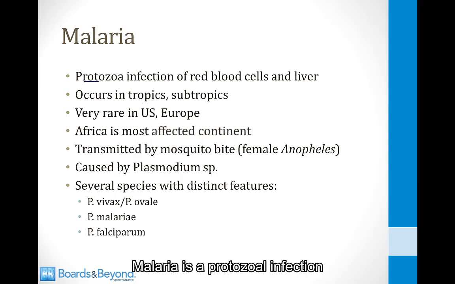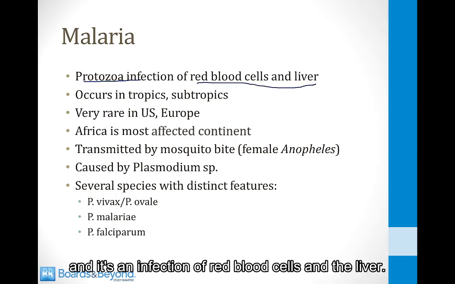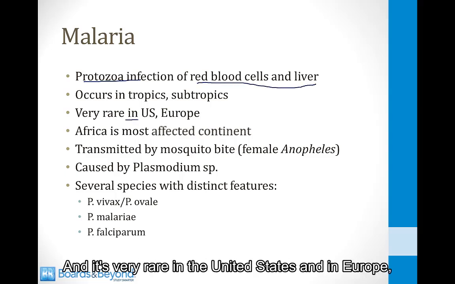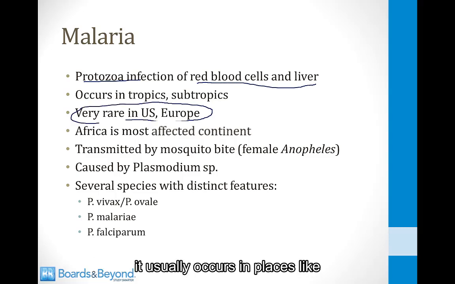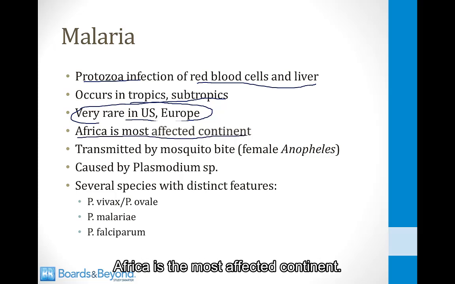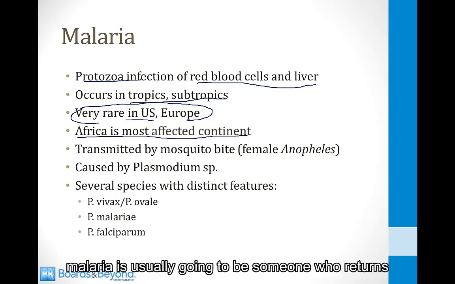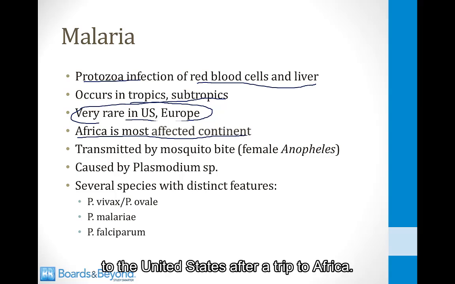Malaria is a protozoal infection caused by a protozoa called Plasmodium, and it's an infection of red blood cells and the liver. And it's very rare in the United States and in Europe. It usually occurs in places like the tropics and the subtropics. And it's high yield to remember that Africa is the most affected continent. And the reason you should remember that is because in a board question, malaria is usually going to be someone who returns to the United States after a trip to Africa.